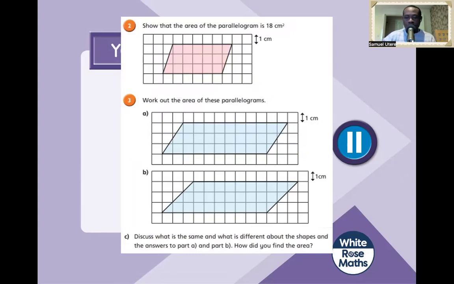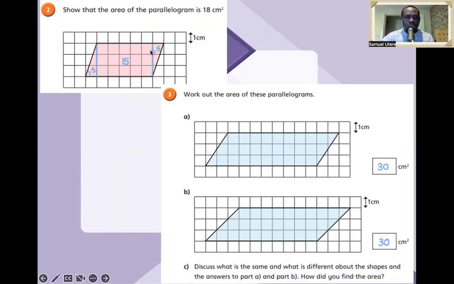Assuming you've paused the video and you've answered the questions, here are the answers. So here we can see that we're told to show that the area of the parallelogram is 18. So if you count, you see the base is 1, 2, 3, 4, 5, 6. And we can see that the perpendicular height is 1, 2, 3. So 6 times 3 is 18 centimeters squared.